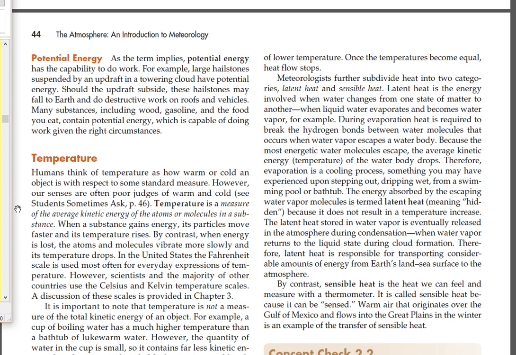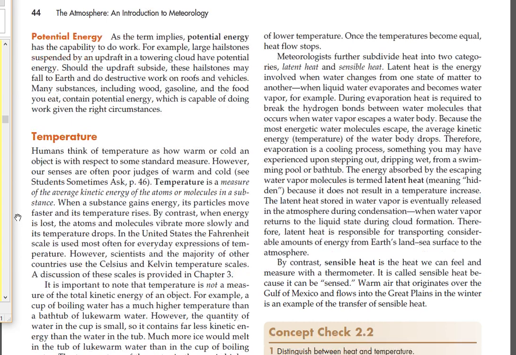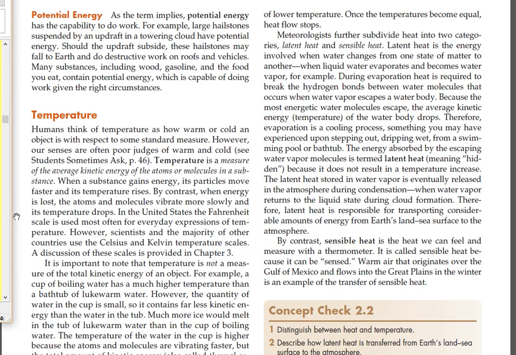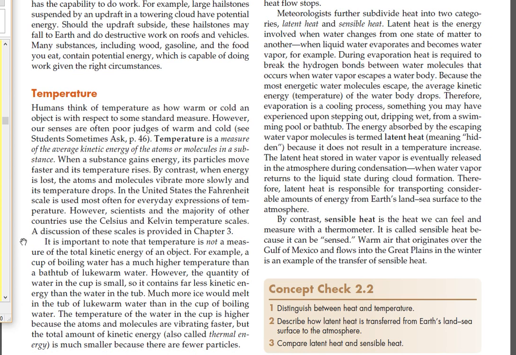Temperature is a measure of the average kinetic energy of the atoms or molecules in a substance. When a substance gains energy, its particles move faster and its temperature rises. By contrast, when energy is lost, the atoms and molecules vibrate more slowly and its temperature drops. In the United States, the Fahrenheit scale is used most often for everyday expressions of temperature. However, scientists in the majority of other countries use the Celsius and Kelvin temperature scales. A discussion of these scales is provided in Chapter 3.